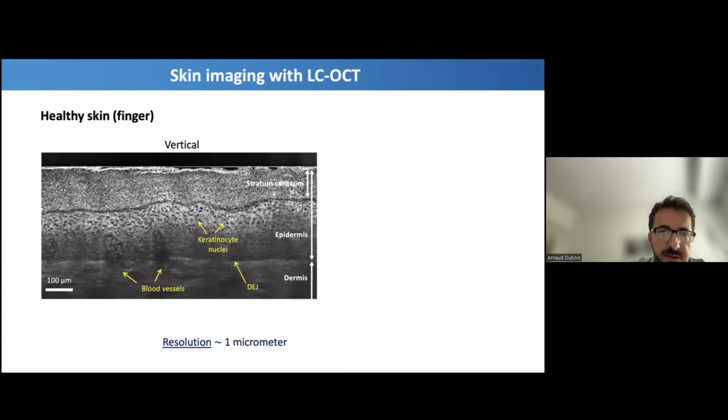So here, this is an illustration of the performance of LC-OCT for skin imaging. Here it was skin on a finger. So here in a vertical section, 3 main layers can be distinguished: the stratum corneum, the epidermis, the dermis, separated by the dermal-epidermal junction. The nuclei are also visible. All these dark spots in the epidermis are the nuclei of the keratinocytes. Blood vessels are also visible.